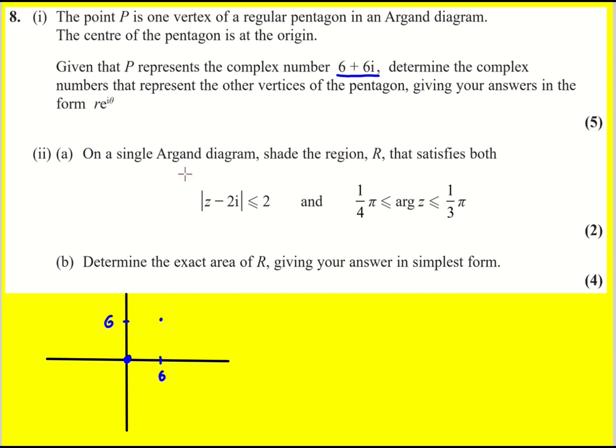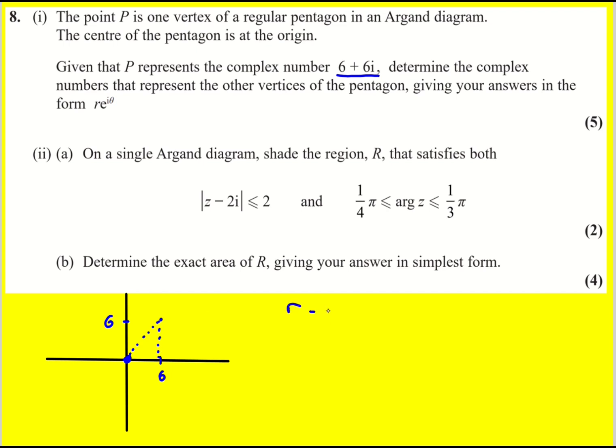We're asked to then determine the complex numbers that represent the other vertices of the pentagon, giving our answers in the form r e to the i theta, so polar form. And that's a little bit of a hint in this question. It wants us to write down the complex number 6 plus 6i in polar form. We can do that.